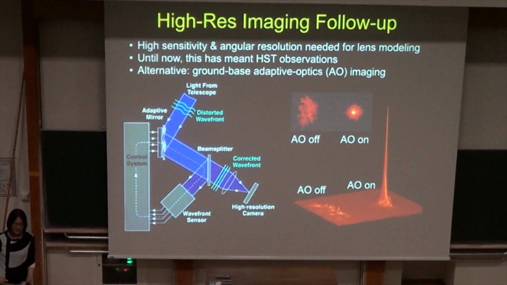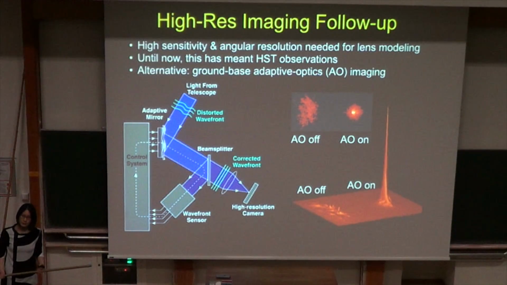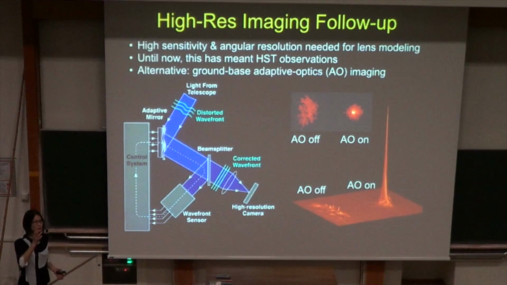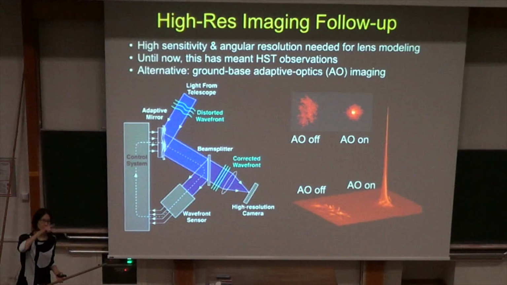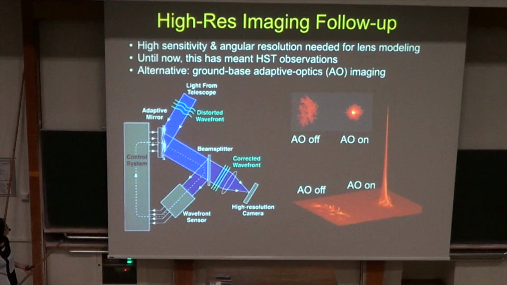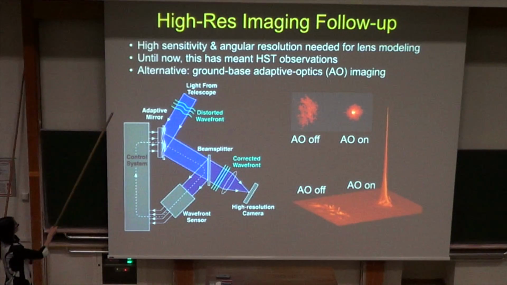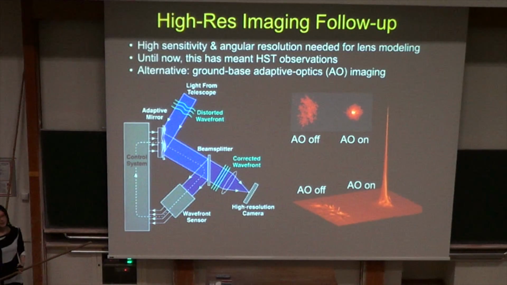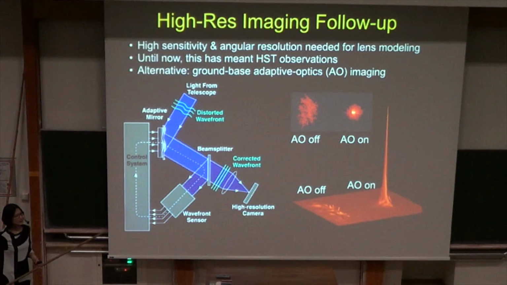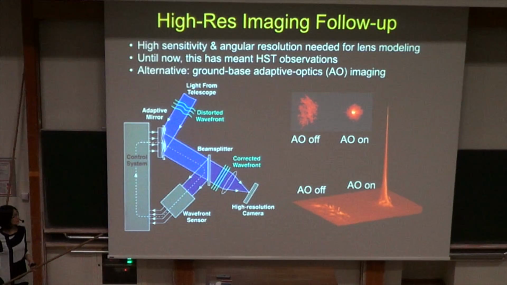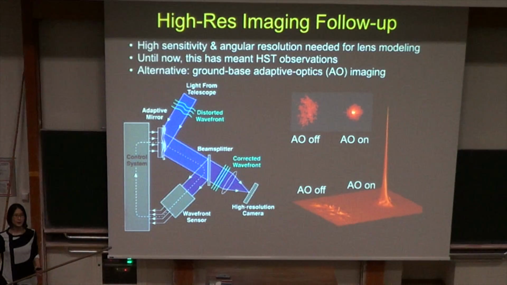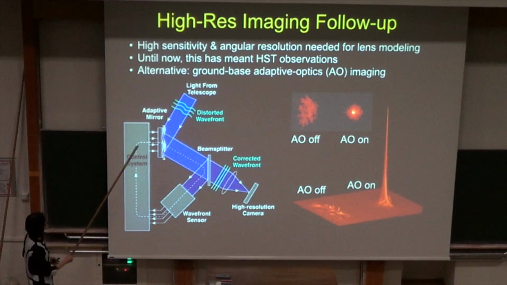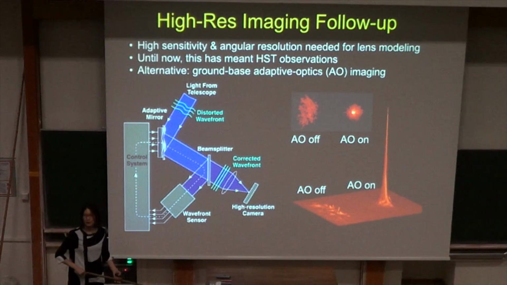Once we find these new lens quasar systems, in order to use them for cosmology, we need to model the mass distribution precisely and accurately. To do that, we really need high resolution imaging to reveal those Einstein rings coming from the AGN host galaxy. Until now, this has meant Hubble Space Telescope observations to get high sensitivity and high angular resolution imaging. But sadly, Hubble is great, but it's not going to be there forever. So one really needs an alternative to the Hubble Space Telescope, and the alternative is to use ground-based adaptive optics imaging.